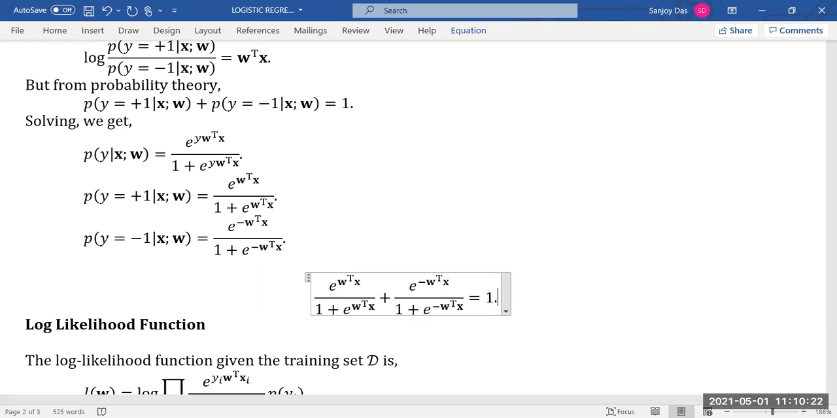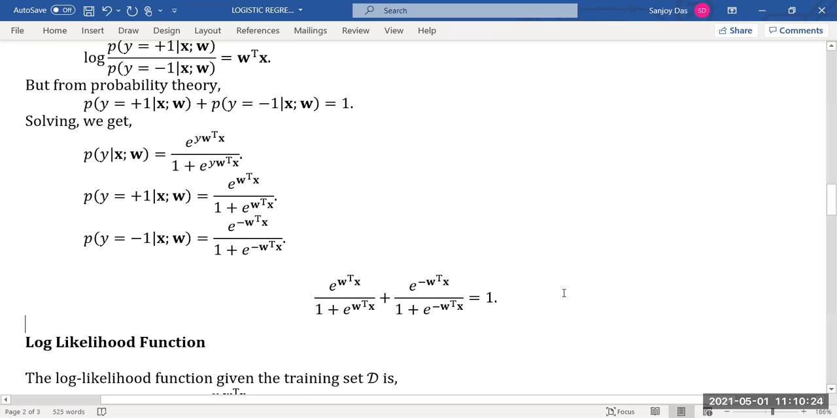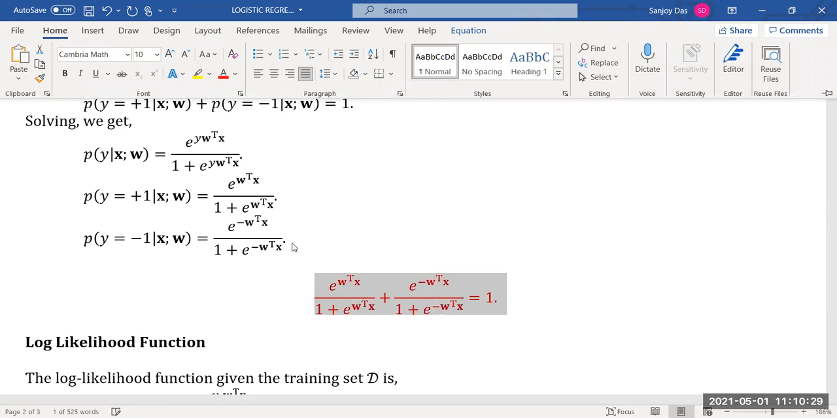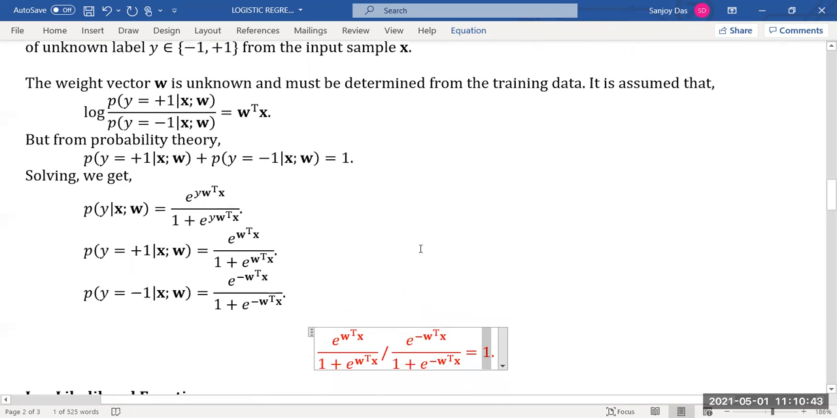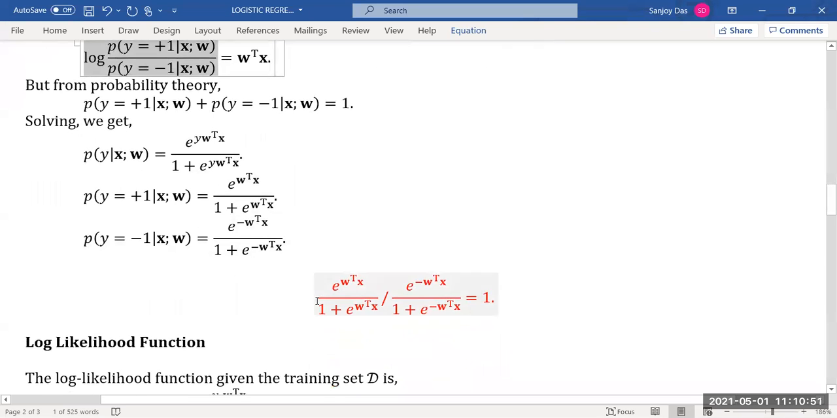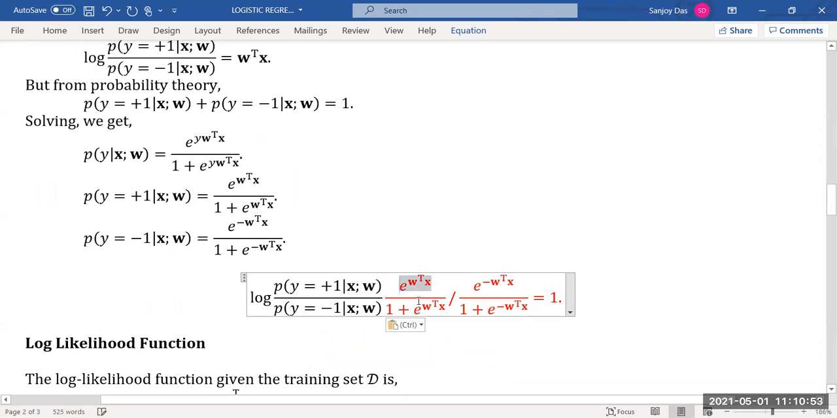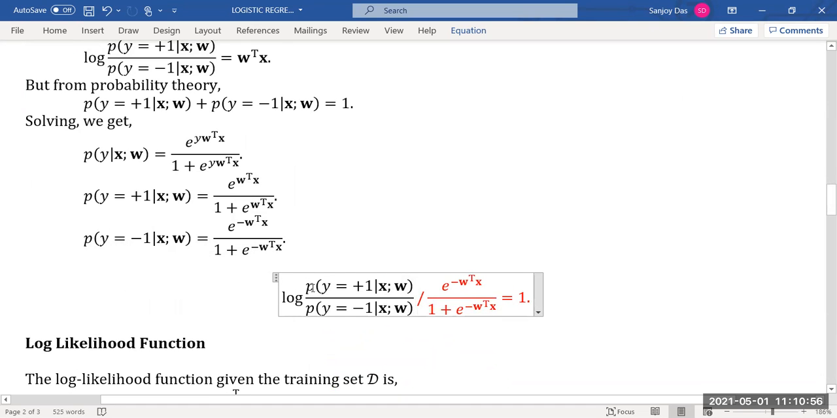This can be easily shown. And it can also be shown that the ratio of the two, y equals plus 1 is this. So this divided by this equals, or log of this, log of this.